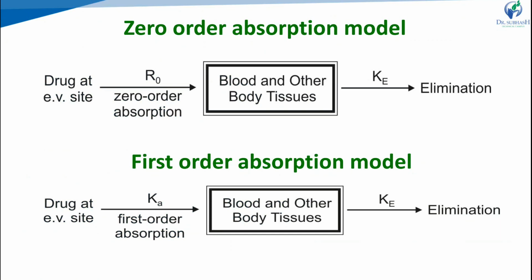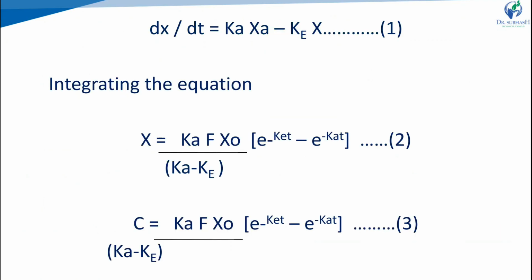For the first order absorption model, drug at the extravascular site reaches the blood and other body tissue. The rate of absorption follows first order absorption, and elimination follows first order elimination kinetics. We have already seen the zero order absorption model in the constant rate IV infusion, so here we look at the first order absorption model.